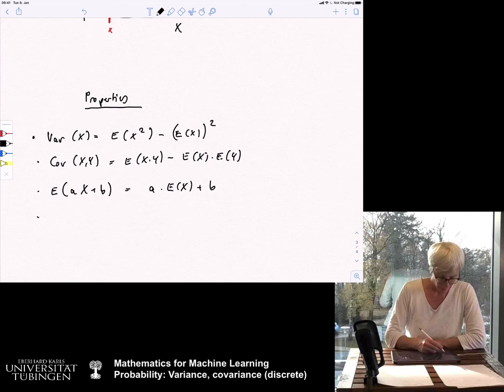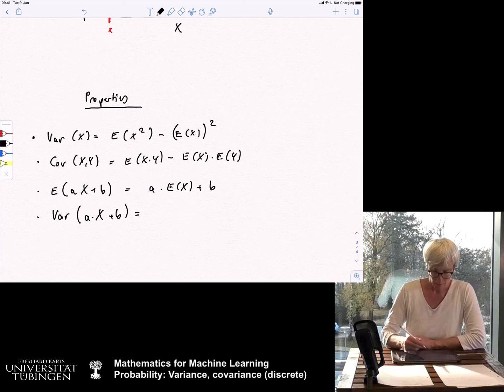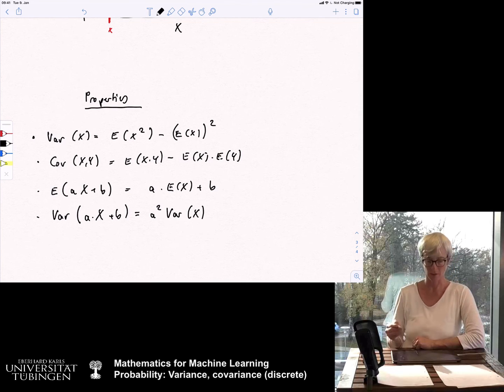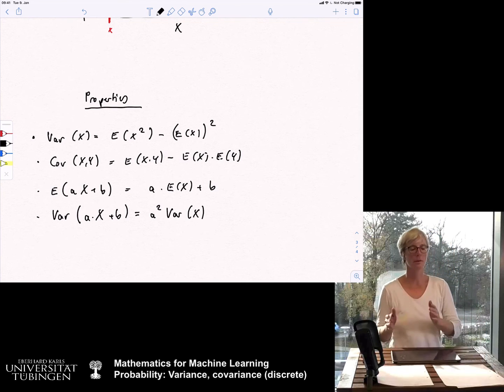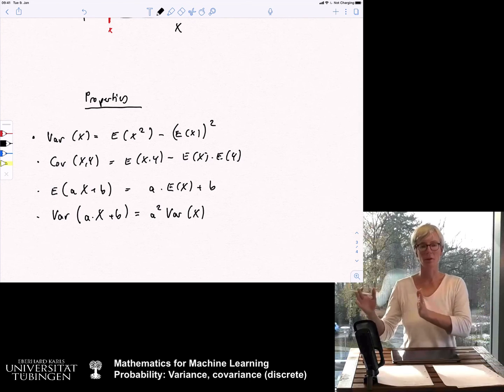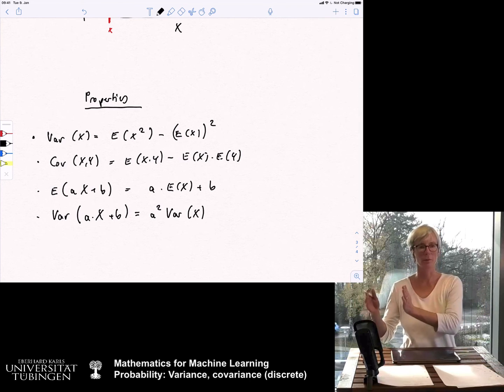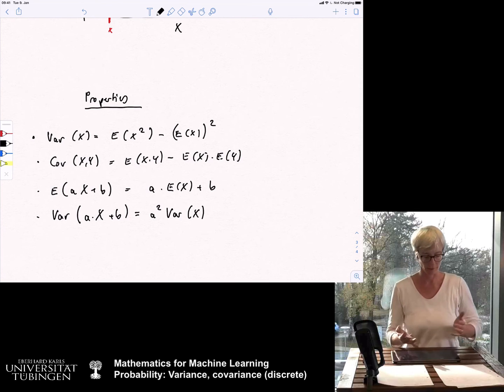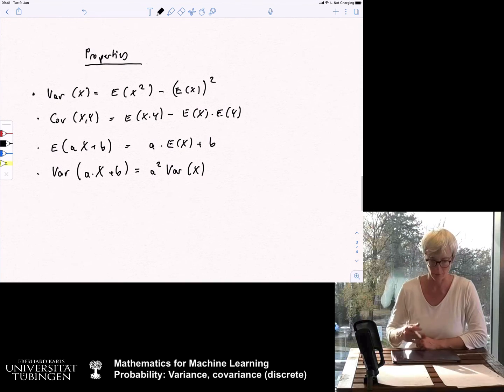What else? For the variance, we have a slightly different looking formula. The variance of a times x plus b is a squared times the variance of x. So you need to be a bit careful here. The square is because we're looking at the power of 2 here, and the b disappears because this is just the offset that would occur both in the expectation of x and in x, so the b doesn't make it into the right-hand side.